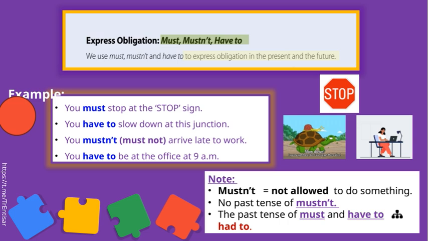Now let's look at some practical examples. If you must stop at a stop sign, that's a rule you follow now. But if last week you weren't allowed to park in a certain spot, you'd say, "I had to find another parking space." So remember, must and have to are used for present obligations, and their past tense, had to, describes what was necessary or allowed in the past. Mustn't is always about restrictions happening now, no past tense form. This helps us understand how to speak about rules and obligations clearly in different time frames, which is key for effective communication in professional settings.